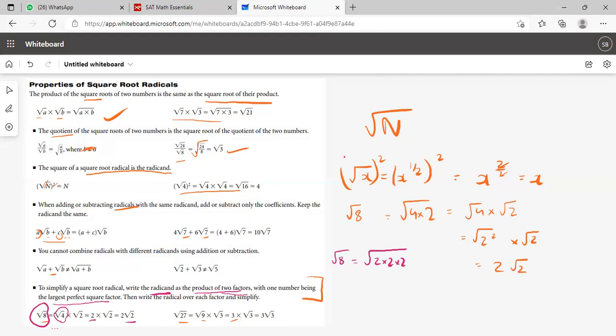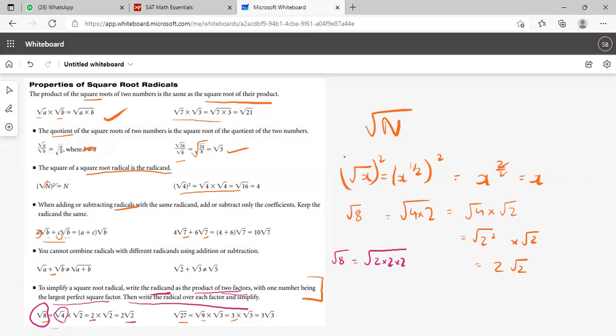We have written root 8 as a product of two factors like this. One number is a perfect square. This 4 is the perfect square. Now I need to write down the radical. They're talking about this radical and this radical, right? And we have to simplify it. Since one of the numbers in the product was a perfect square, I would be able to simplify one of these numbers.